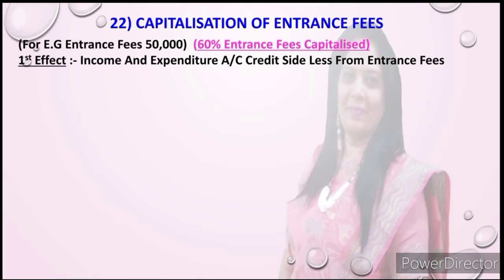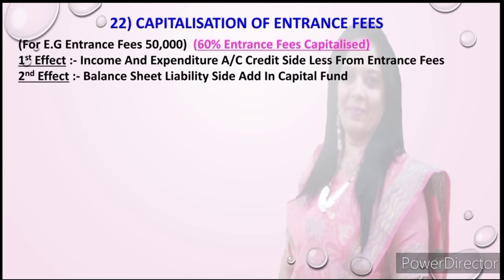So the first effect will be given in the income and expenditure account, credit side, less from entrance fees. The second effect will be given in the balance sheet liability side, add in the capital fund.